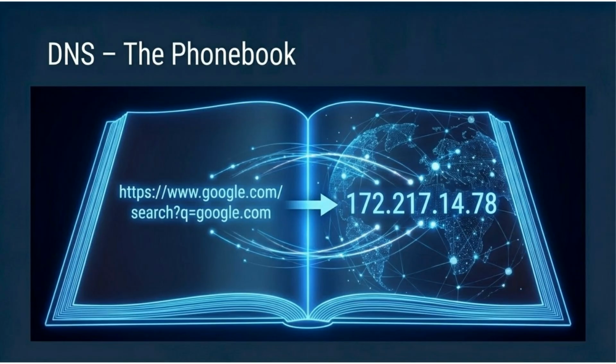Computers don't speak English. They speak numbers. They don't know google.com. They know IP addresses. DNS is the phone book that translates the two. When your code says connection failed, it is often a DNS resolution issue. We use tools like nslookup or the more powerful dig to ask the system, where does this name actually point to? If the phone book is wrong, you'll never reach the destination.